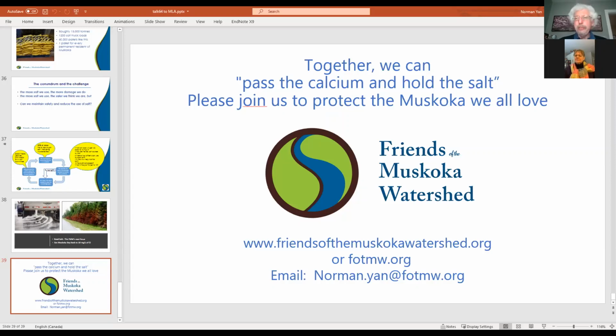Calcium levels, we have data going back to 1983 in Lake Muskoka, and it actually looks like calcium levels today are about what they were 40 years ago. The reason for that is that people have already been adding lots of calcium to the watershed in the form of ashes, for example, or other sources.